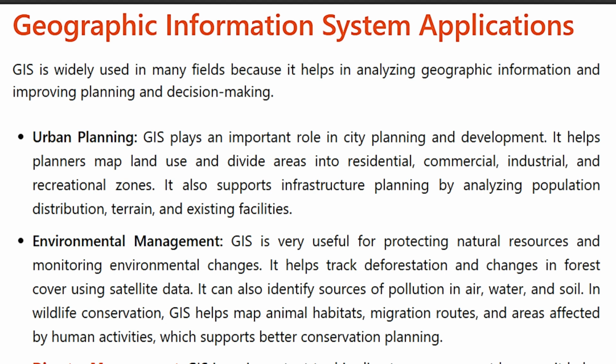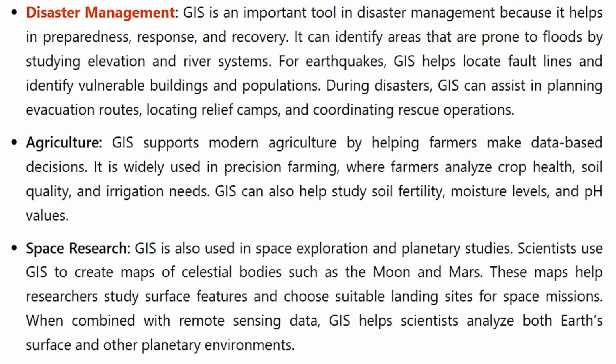Environmental management: GIS is very useful for protecting natural resources and monitoring environmental changes. It helps track deforestation and changes in forest cover using satellite data. It can also identify sources of pollution in air, water, and soil. In wildlife conservation, GIS helps map animal habitats, migration routes, and areas affected by human activities, which supports better conservation planning.